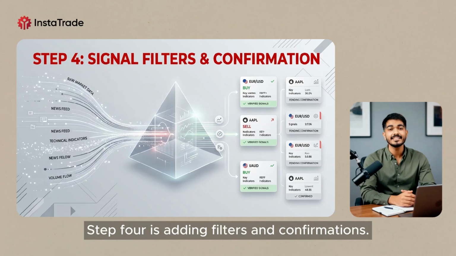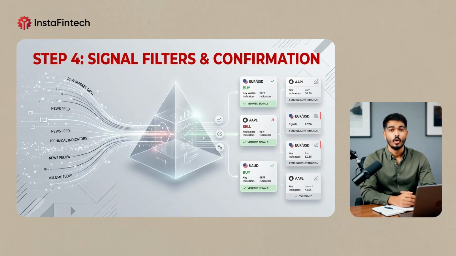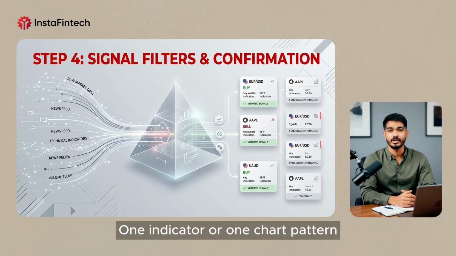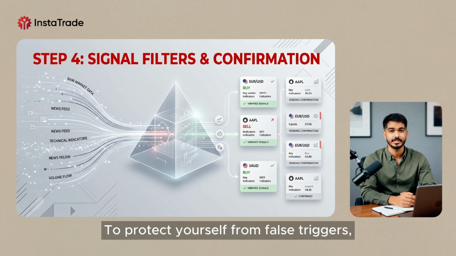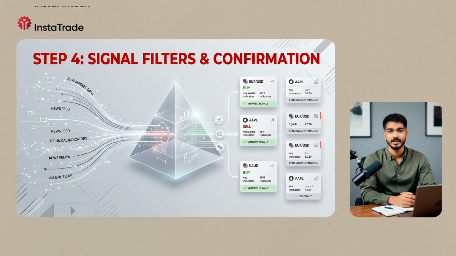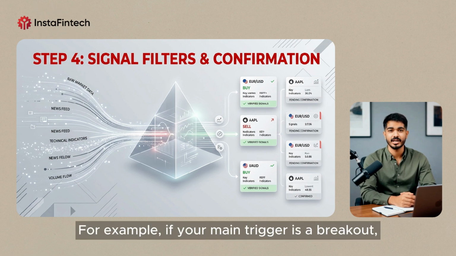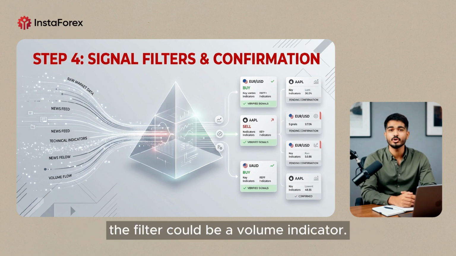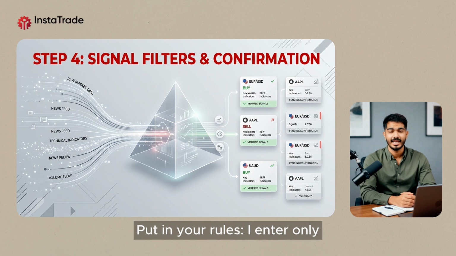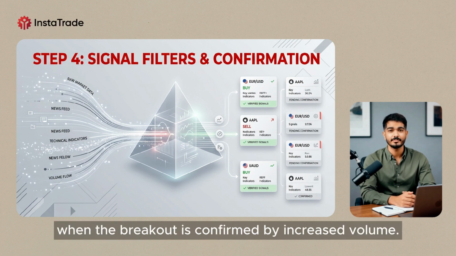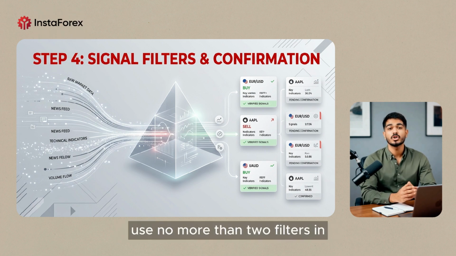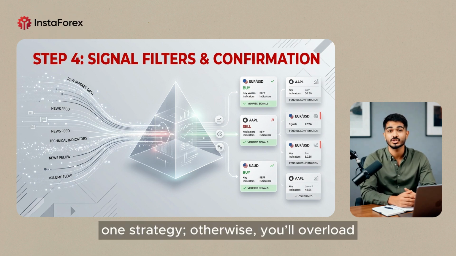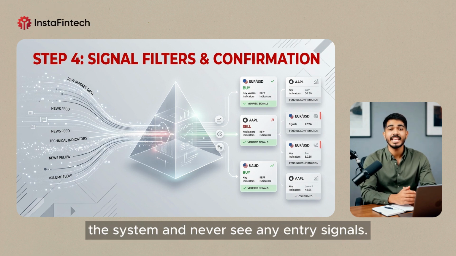Step 4 is adding filters and confirmations. One indicator or one chart pattern often produces false signals. To protect yourself from false triggers, you need a strict filter. For example, if your main trigger is a breakout, the filter could be a volume indicator. Put in your rules: I enter only when the breakout is confirmed by increased volume. But remember a professional rule. Use no more than 2 filters in one strategy. Otherwise, you'll overload the system and never see any entry signals.